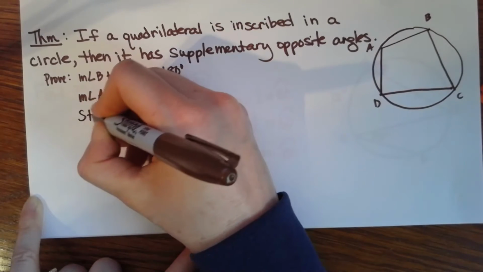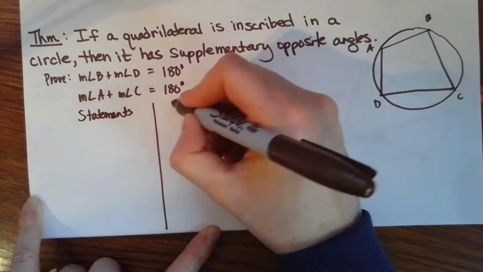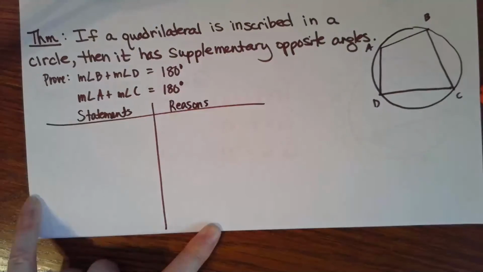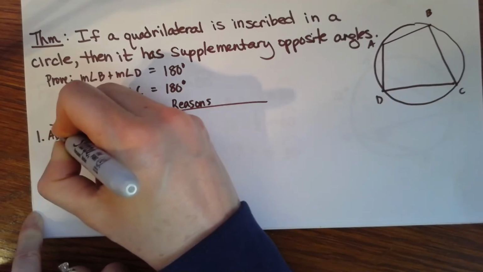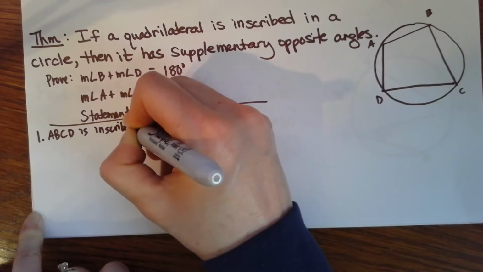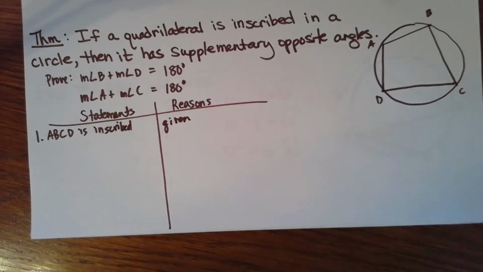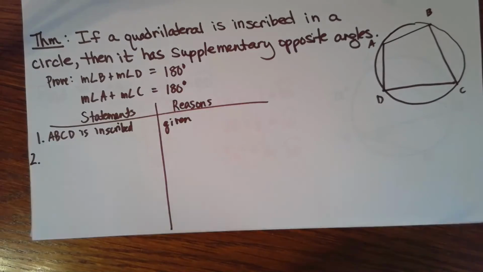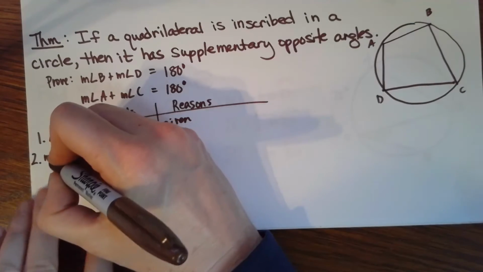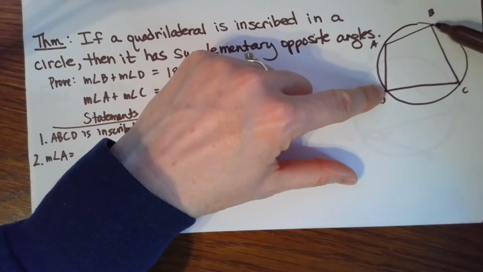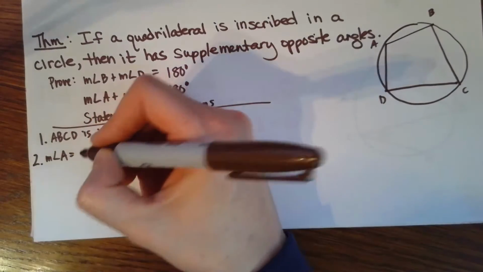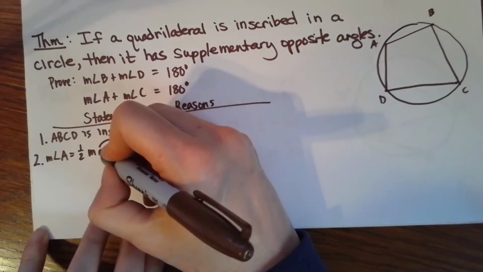Let's see if we can fit it on here. All right, so we have that ABCD is inscribed. Okay, so that's given. What we have is a bunch of different inscribed angles, so let's use our inscribed angle theorem. The measure of angle A, what would that be? Well, A intercepts arc BCD. Now, it's a major arc, so we would have to name it with 3 letters. So it's going to be 1/2 the measure of arc BCD.